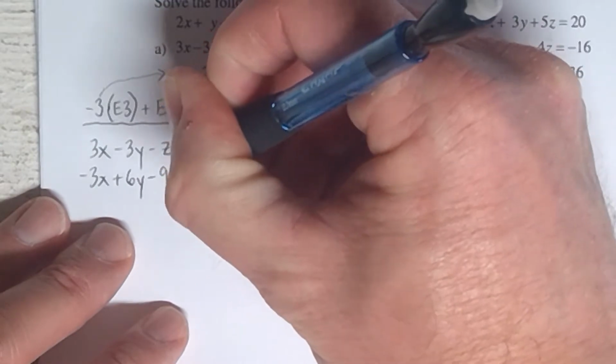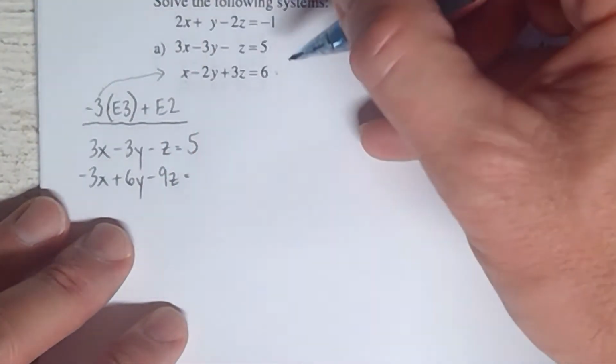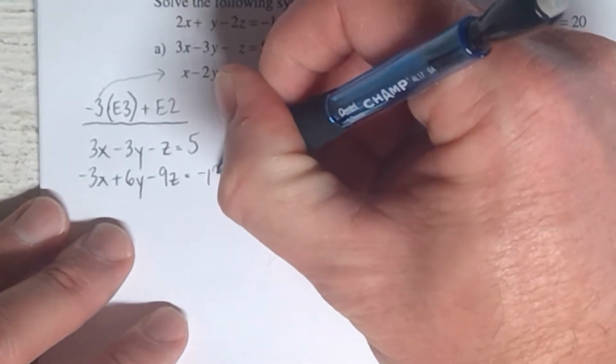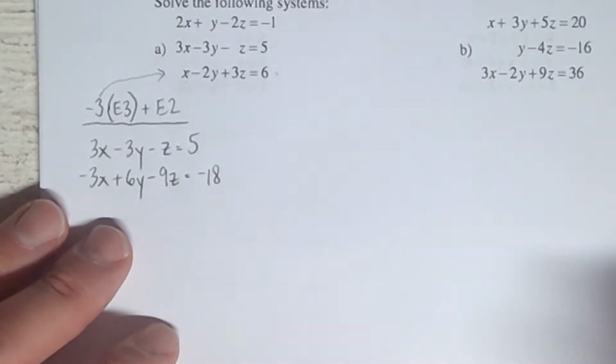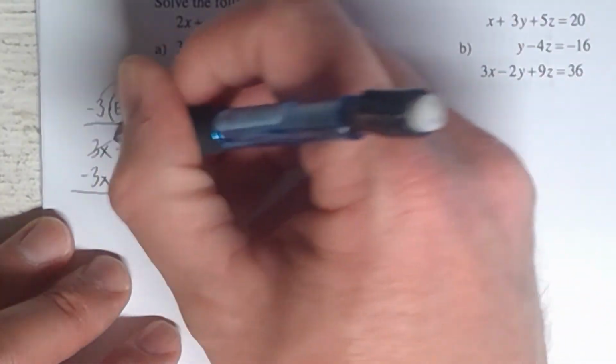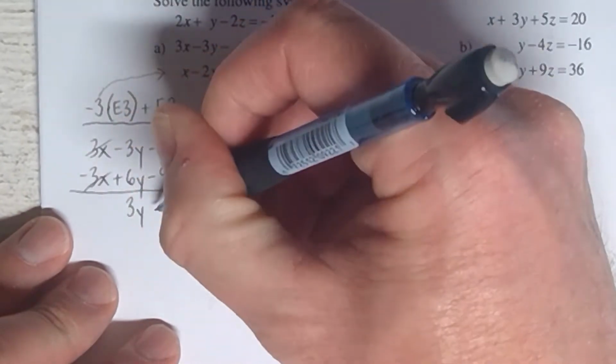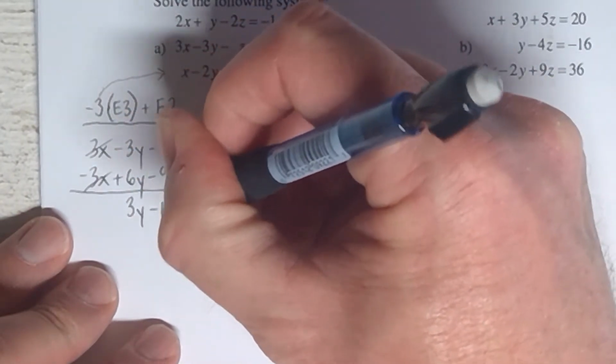Then we got -3 times 3x is -9x. Okay, and then the equal sign stays in the same place, and on the other side you just got -18. What happens when I now add these together? These cancel, don't they? And we're left with what? If we add the rest of it together, we get 3y minus 10z.